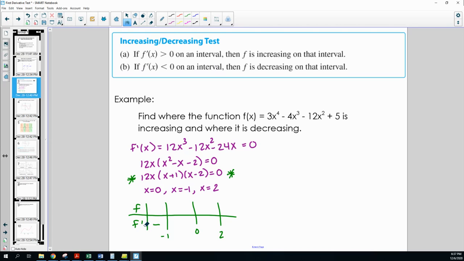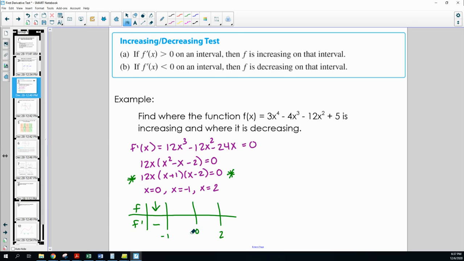So when the derivative is negative, if I look at my little increasing decreasing test chart up here, when my derivative is less than 0, then f is decreasing. So I'm just going to put a little arrow and say that f is decreasing. So in the interval from negative infinity up to negative 1, I'm decreasing.